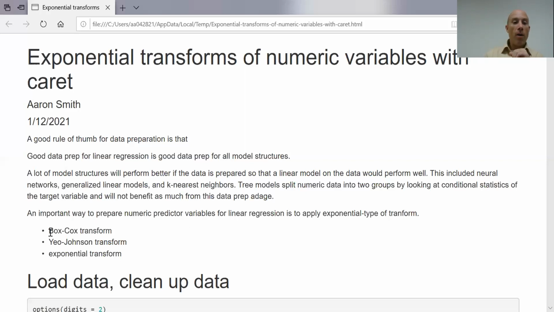All right, so we're going to use Box-Cox. That's very well known. Now, this will work with only positive values. Yeo-Johnson is similar to Box-Cox, but it expands the possible range of values. And then there's the exponential transform, which is really just putting an exponent on there. And it's simpler. My experience is that Box-Cox usually performs best, then Yeo-Johnson. And I really haven't used the exponential transform because the other two have worked out for me.